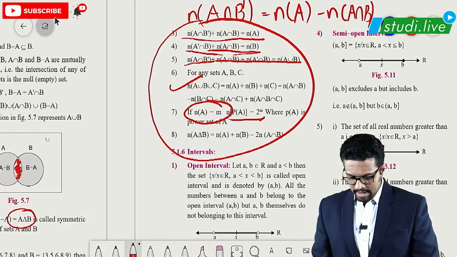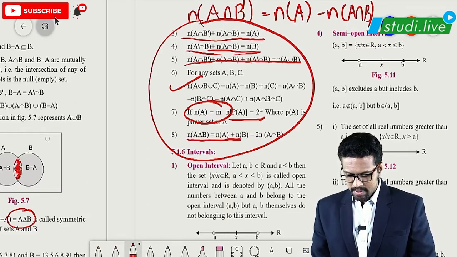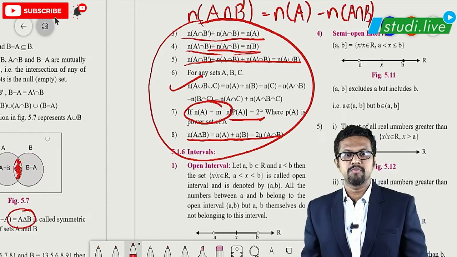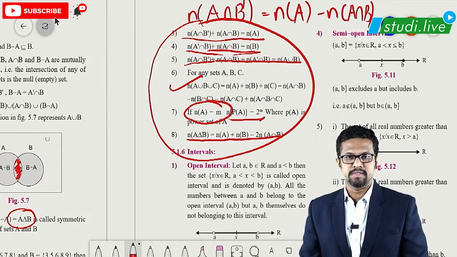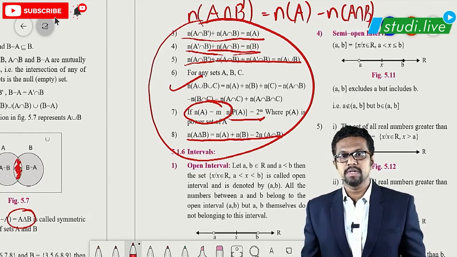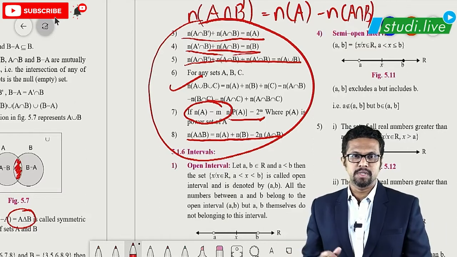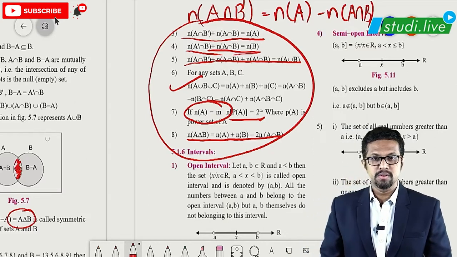Okay, and lastly we have the formula for A delta B. So it is N of A plus N of B minus 2 times N of A intersection B. So we are actually removing the intersection part totally from the discussion. So that is how we will solve this.